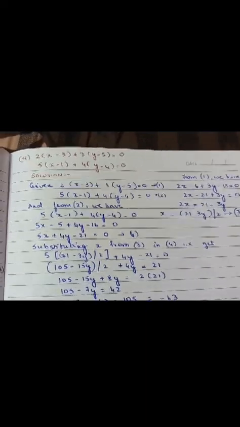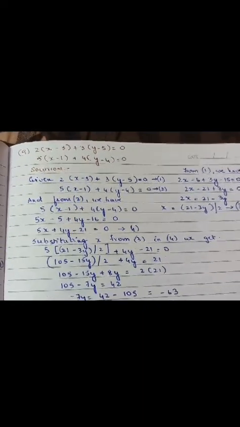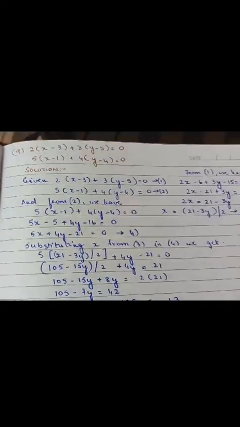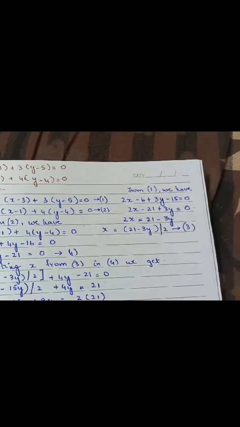Now, the next one is 2 into x minus 3 plus 3 into y minus 5 is equal to 0. 5 into x minus 1 plus 4 into y minus 4 is equal to 0. We'll name these equations as 1 and 2 respectively. From 1, 2x minus 6 plus 3y minus 15 is equal to 0. That is 2x minus 21 plus 3y is equal to 0. 2x is equal to 21 minus 3y. X is equal to 21 minus 3y by 2. Let's name this equation as 3.